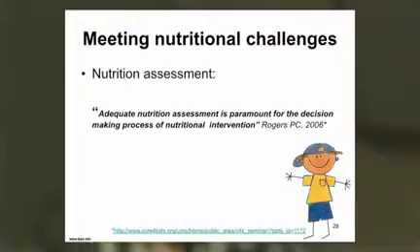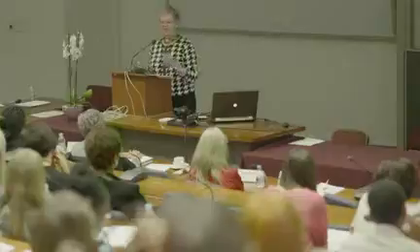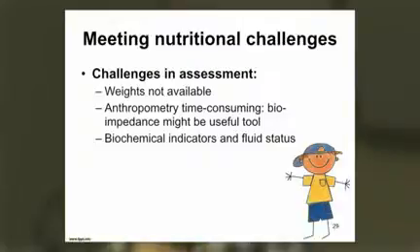But to calculate a nutrition prescription, we first have to do an assessment. And Rogers said in 2006 that adequate nutrition assessment is paramount for the decision-making process of nutrition intervention. But we have challenges in assessment. Who of you has proper weights in an ICU? We don't have it, and most of our calculations are weight-based, but we don't have the weights available. Anthropometry is time-consuming, and bioimpedance might be a useful tool, but we don't have that available. Biochemical indicators are often influenced by fluid status.